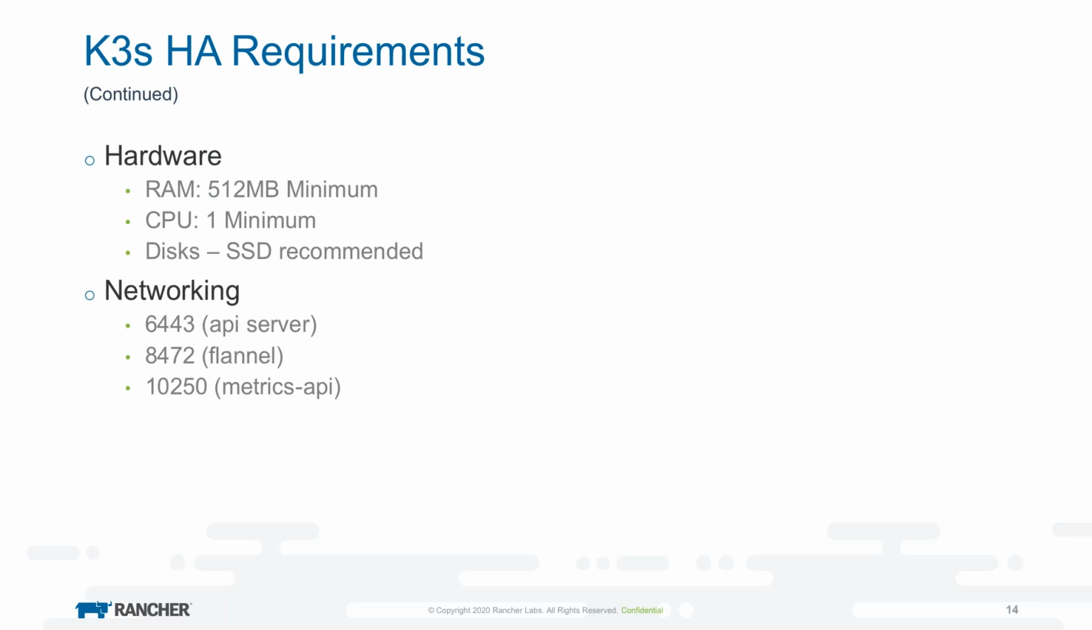So K3s HA requirements continued. The hardware, again, is still a minimum of 512 megabytes RAM, 1 CPU, and then we recommend SSDs. And just like etcd, the high IOPS is going to give you better performance of your Kubernetes cluster. In terms of networking, we need 6443 open. If you're using Flannel, which we have out of the box, you need 8472 open. If you're using the metrics API, you need 10250 open. And that's pretty much the basics of the requirements. You can, of course, go and look at the full requirements on the docs page as well.